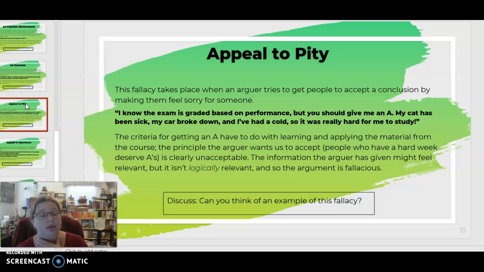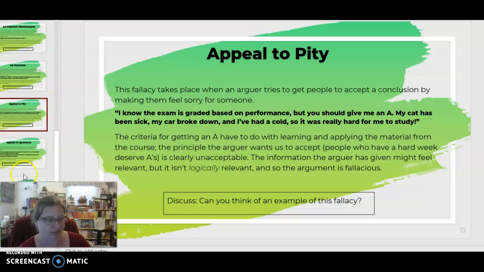So in this example, it says, I know the exam is graded based on performance, but you should give me an A. My cat has been sick, my car broke down, and I've had a cold, so it was really hard for me to study. While all of those things may be true, and while I may have some sympathy for the student in this case, that doesn't necessarily logically lead me to believe that the student deserves an A. There's a rubric in place, there are expectations to meet, so that's not strong evidence for her argument, or his argument, I guess.